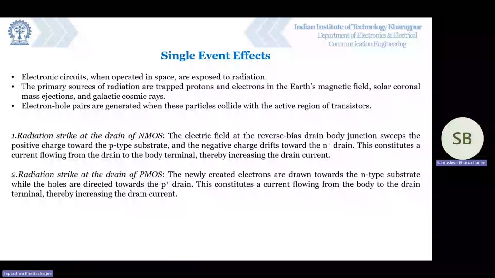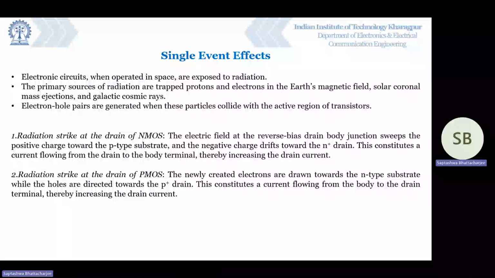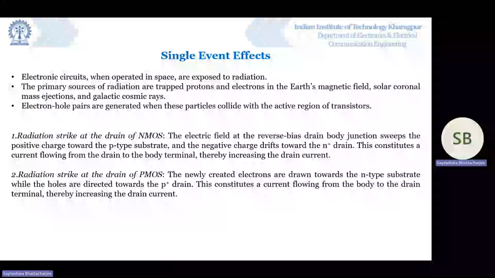So let us first discuss the impact of radiation on the operation of electronic circuits. Circuits, when operated in space, are exposed to radiation. The radiations contain ions like protons and electrons, which are trapped in the Earth's magnetic field. These radiations can also be cosmic rays in outer space. Now, when these high energy radiations strike the active region of transistors, let's say the drain region of NMOS and PMOS, then electrons and holes are generated due to the impact.